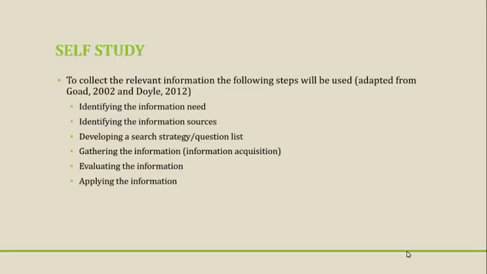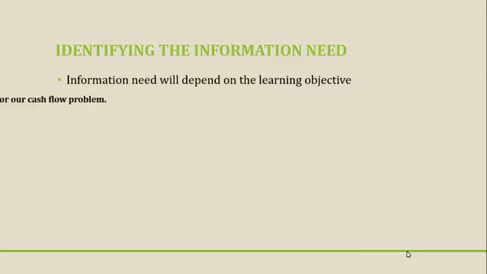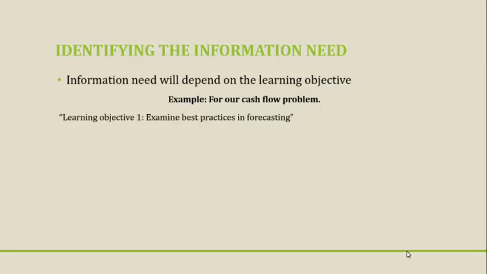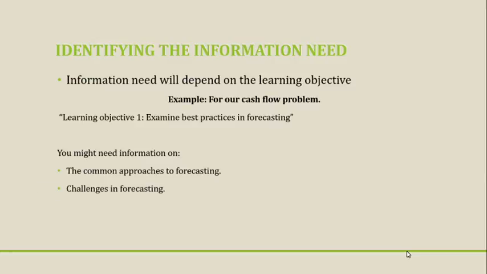The information the learner needs depends on the learning objectives outlined in step 5. So for example, for a cash flow problem, the learning objective might be to examine best practices in forecasting. To enable you to do this, the information you might need would be: what are the most common approaches to forecasting? What are the challenges in forecasting? What are the success factors in developing a good forecast? And what other forecasting approaches do other companies use, and how effective do they find them?